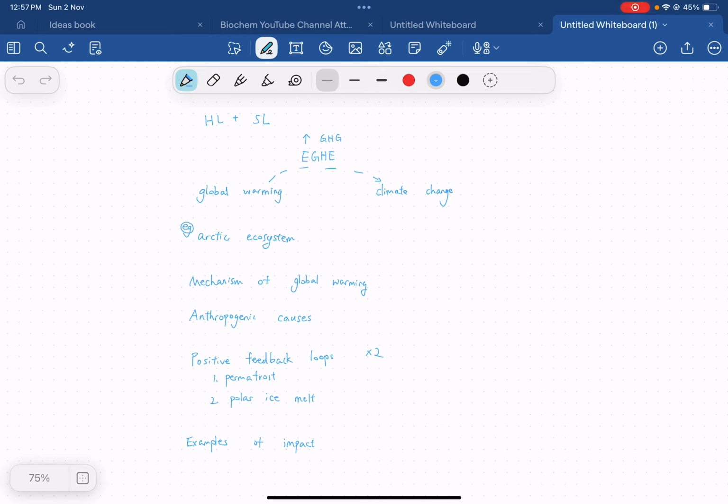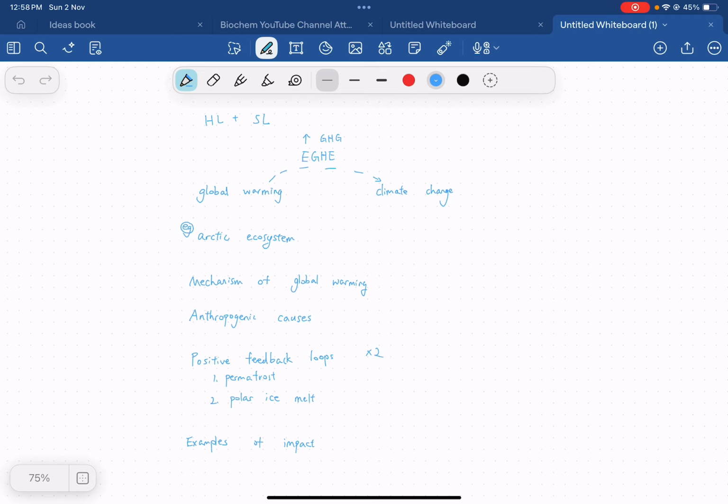Global warming is an increase in temperature of the atmosphere, oceans, or Earth. Climate change is the changes in amount of precipitation or greater ranges in temperature. So, why would there be global warming, and how does it lead to climate change?